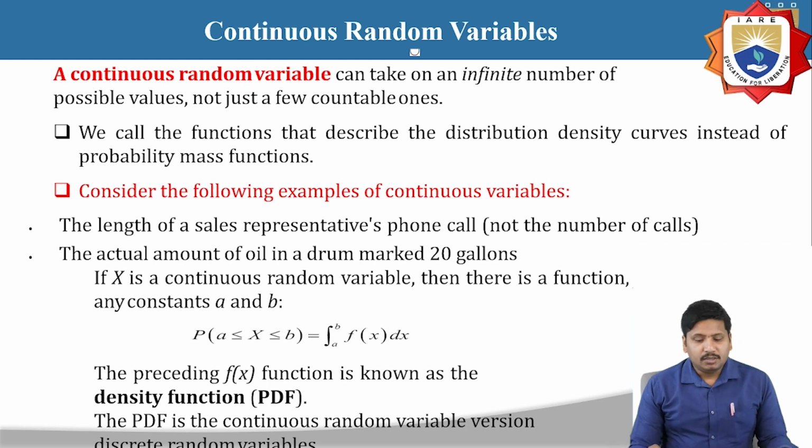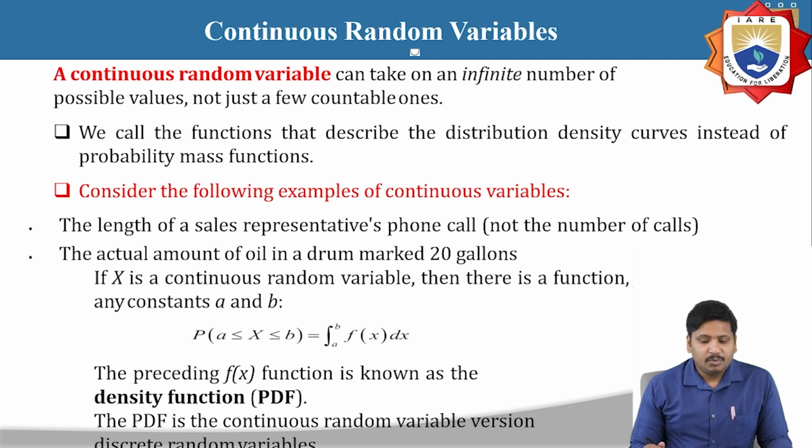And next one is the continuous random variable. A continuous random variable can take an infinite number of possible values, not just a few countable ones. Here we use a function that describes density curves instead of probability mass functions. So in a continuous random variable, instead of the probability mass function, I'm going to consider the probability density function.